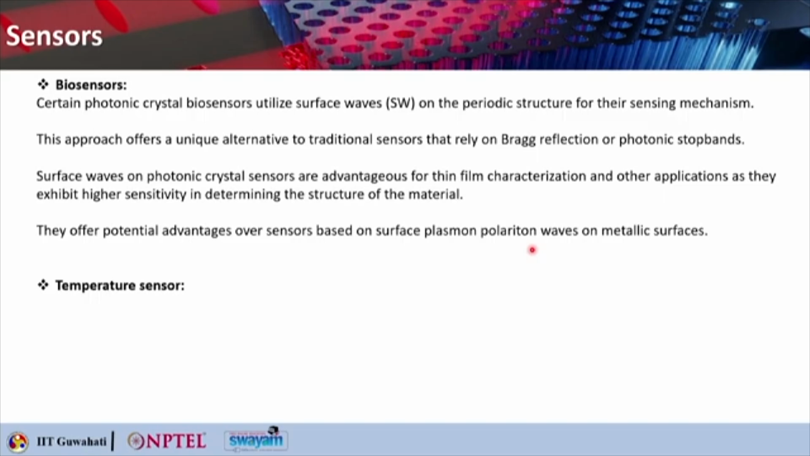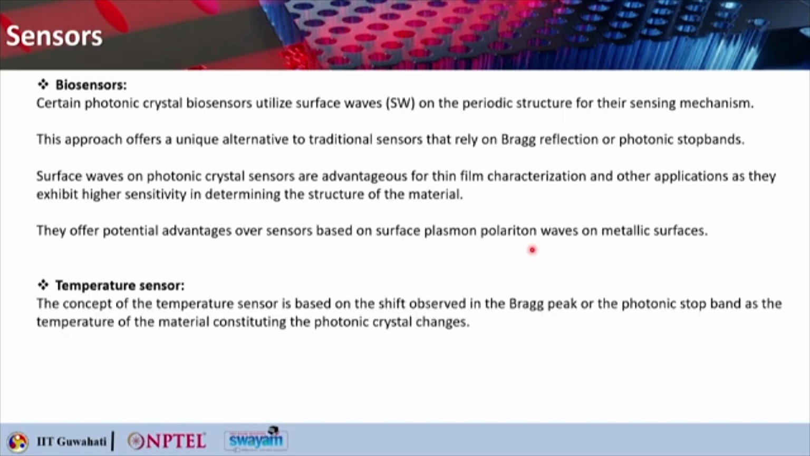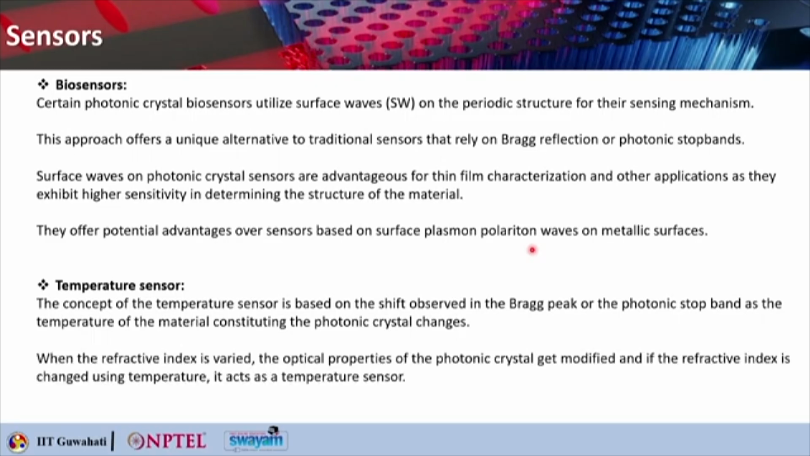Next, they can be used as temperature sensors. The concept of the temperature sensor is based on the shift in the Bragg peak wavelength or the photonic stop band as the temperature of the material constituting the photonic crystal changes. Now, how does it happen? Because of the temperature, the refractive index changes, and that changes the optical property of the photonic crystal. So if the refractive index is changed due to an external stimulus like temperature, it acts as a temperature sensor.